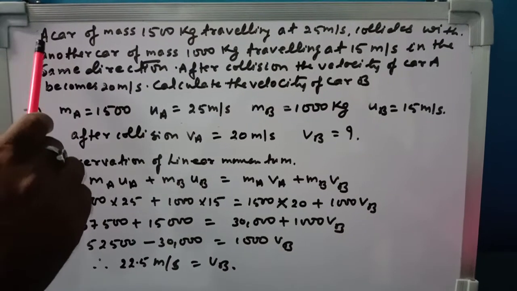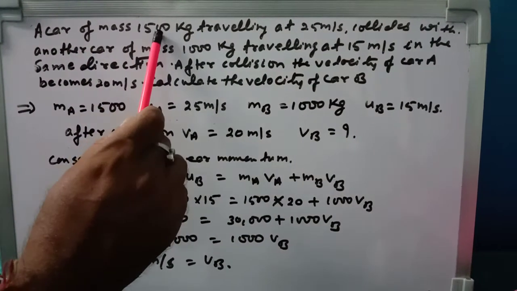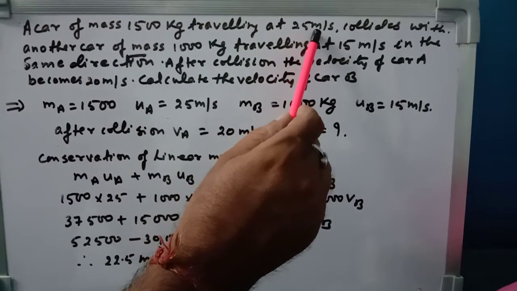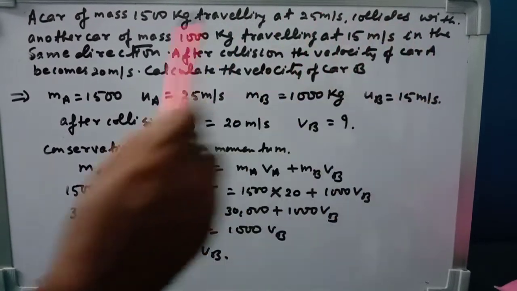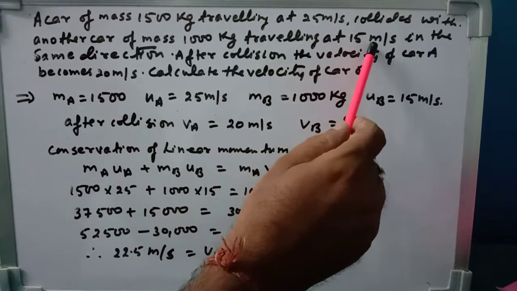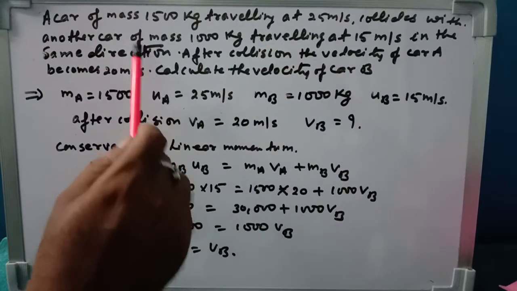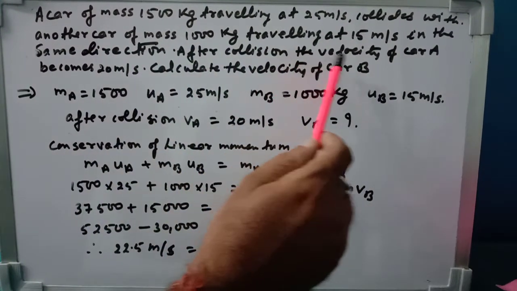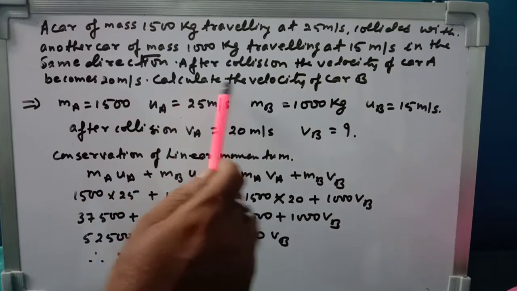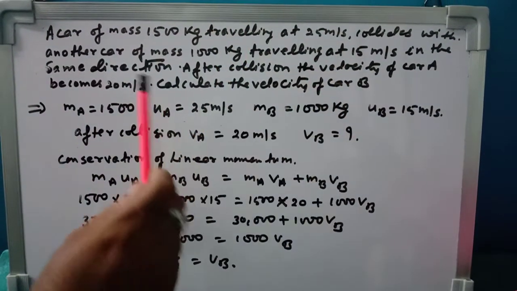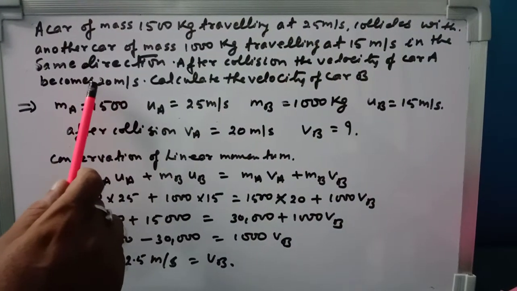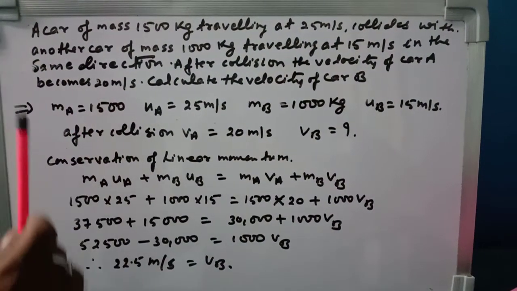The question is given as: a car of mass 1500 kg traveling at 25 meter per second collides with another car of mass 1000 kg traveling at 15 meter per second in the same direction. After collision, the velocity of car A becomes 20 meter per second. Calculate the velocity of car B. Obviously, this whole question is related to the concept of conservation of linear momentum.